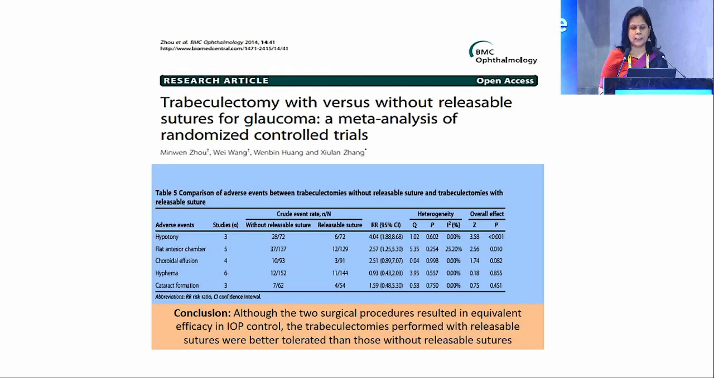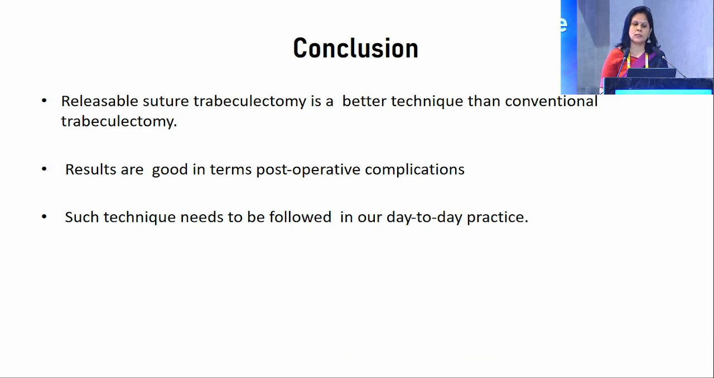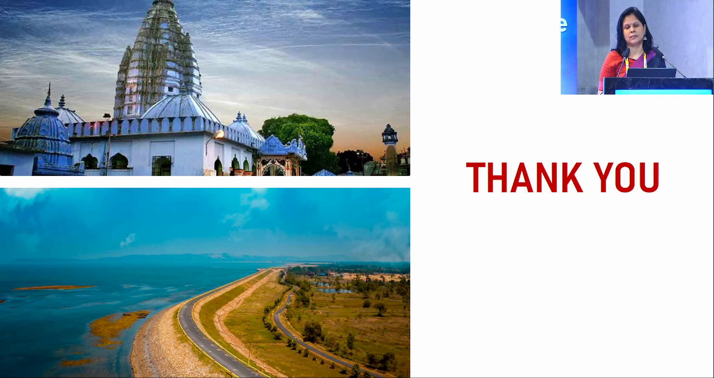And if the suture is not removed, then trim the suture. Now, this is a meta-analysis. If you see, with releasable suture and without releasable suture, results are the same, but trabeculectomy performed with releasable suture was better tolerated than without releasable suture. So, to conclude, this is a better technique than conventional trabeculectomy. Results are good in terms of post-operative complications, and such techniques should be followed in our day-to-day practice. These are my references. Thank you.